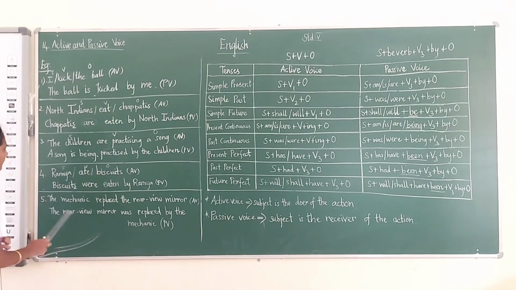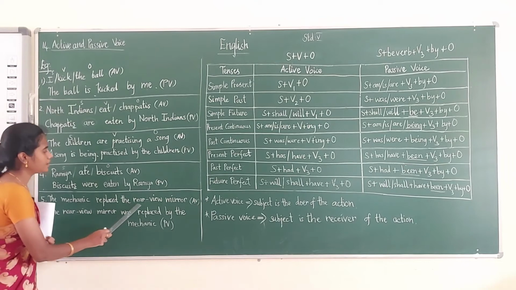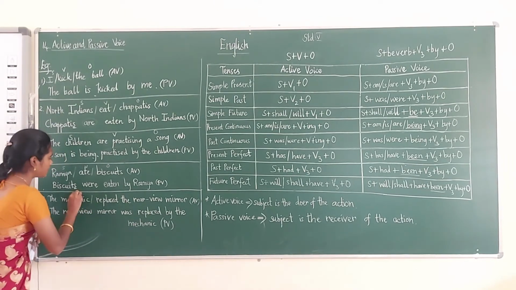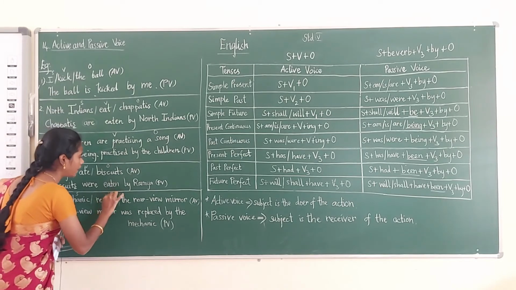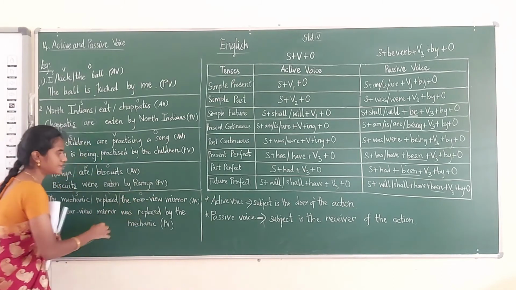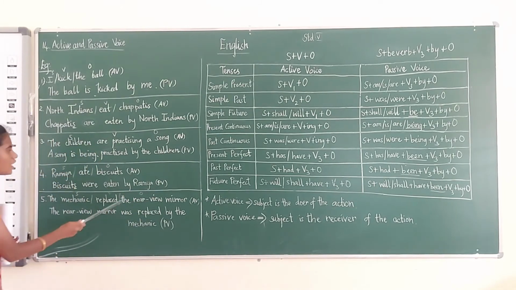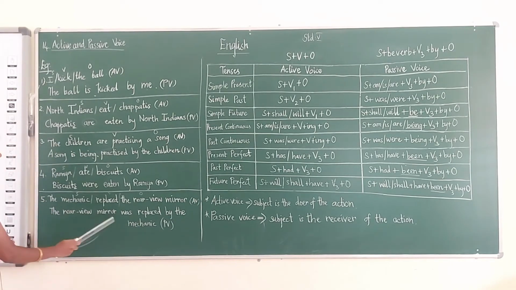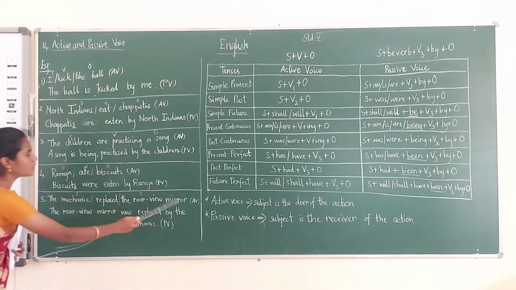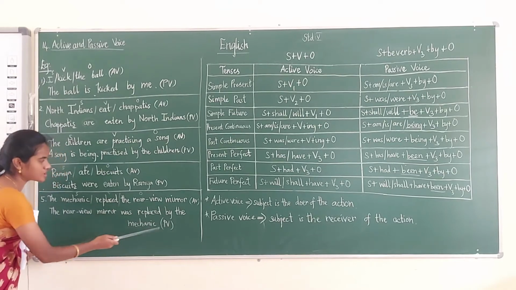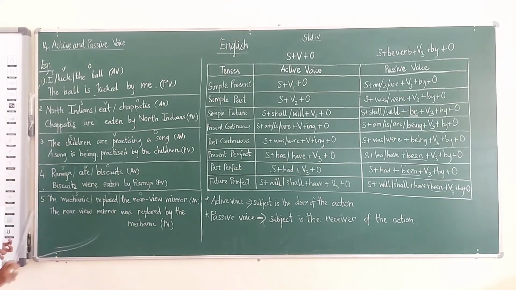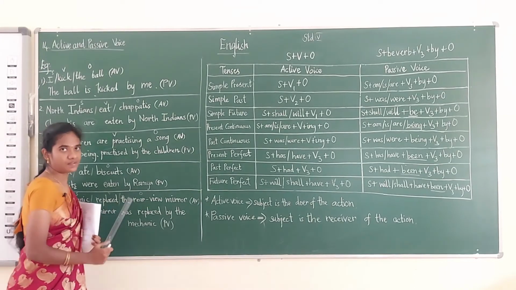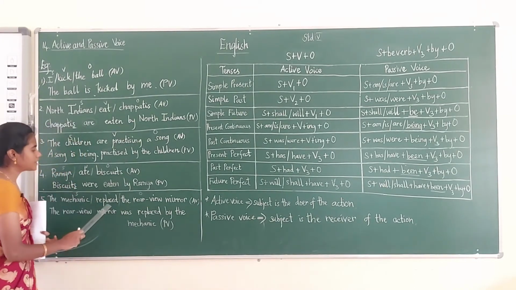See the next example. The mechanic replaced the rear view mirror. We have identified subject, verb and the object. You have to just change and write. The object in active voice became the subject in the passive voice, the rear view mirror. The subject in the active voice becomes the object in the passive voice, that is the mechanic. So we have written. Okay, so next we have to write down the be verbs.